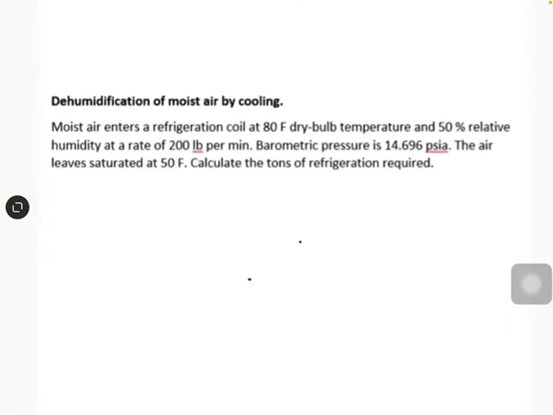Moist air enters a refrigeration coil at 80 degrees Fahrenheit dry bulb temperature and 50% relative humidity at the rate of 200 pounds per minute. Barometric pressure is 14.696 psi or pounds per square inch, and that is atmospheric. The air leaves saturated at 50 degrees Fahrenheit. Now calculate the tons of refrigeration required.